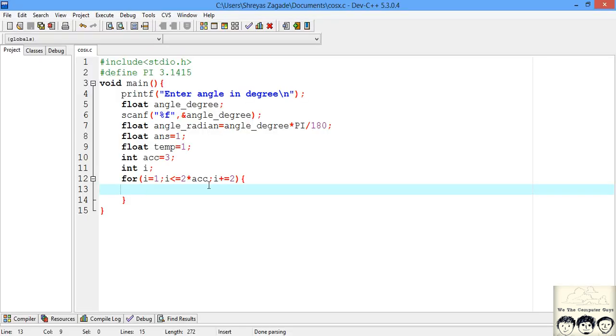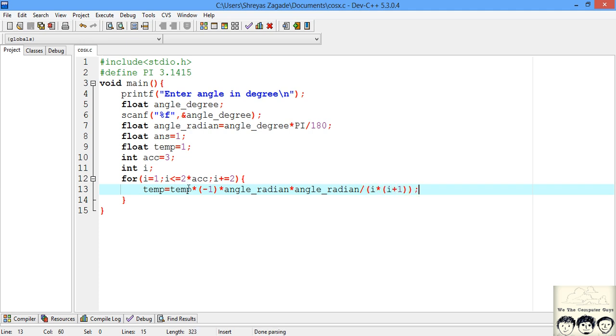So now the first thing that we need to do is we need to update our temporary variable. So we'll be using temp into minus 1 into our angle in radian square, that is we'll multiply it again, and we need to divide it by the two numbers, right? So in this case it will be I into I plus 1.